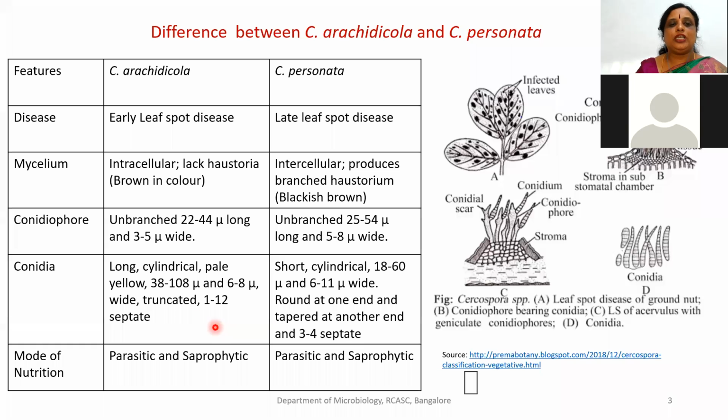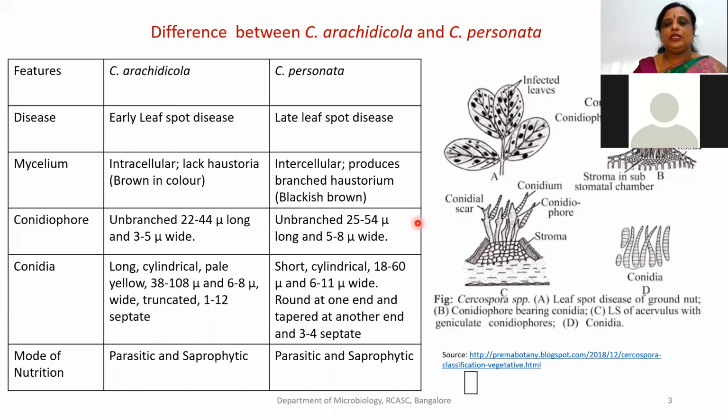And if you see the shape of this conidia, in the case of personata, it is round at the base and tapering towards the other end. That is the characteristic feature of personata. And they have cross walls called septa. Around 3 to 4 septa you can come across in the case of personata. In the case of arachidicola, as I was mentioning, the conidia is comparatively very long and it is truncated. What is the meaning of truncated? Truncated means just chopped off. For example, tender coconuts, they chop and give, no? That is called truncated. Such cut or chopped-like structures you can come across. That's called truncated. And also, 1 to 12 septa can be observed.